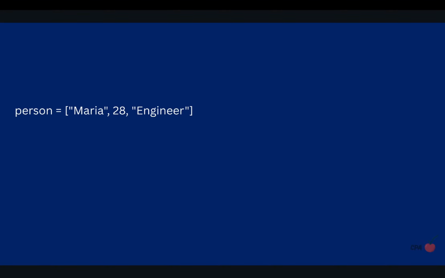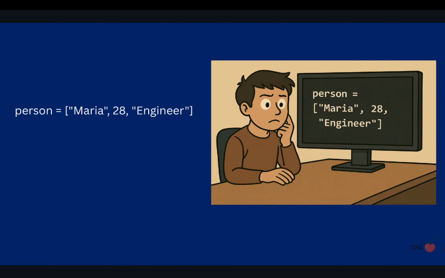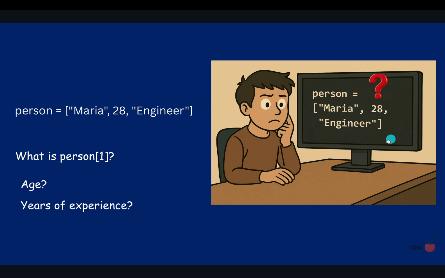Let's assume that we have some data about a person that we want to save in our code. A list might seem like a reasonable choice, but when you come back to your code after a while, you will look at this list and say, what is this number 28? What does it mean? Is it the age of the person? Is it the years of experience? Is it the badge number? So basically, it is not clear what this number means by just looking at the list.